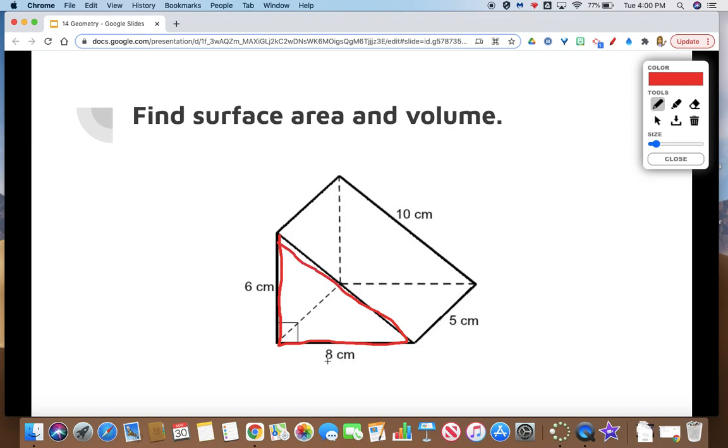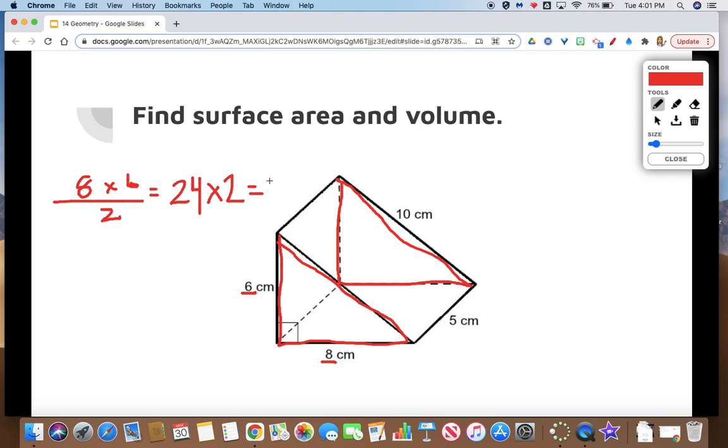To find area of a triangle, we take its base times its height and divide by 2. 8 times 6 is 48, divided by 2 is 24. But this is one where I have the same exact triangle on the other side because it's a base, so we have the same one on the other side. So we have 2 24s. We're going to double it to represent both triangles, which takes us right back to 48.